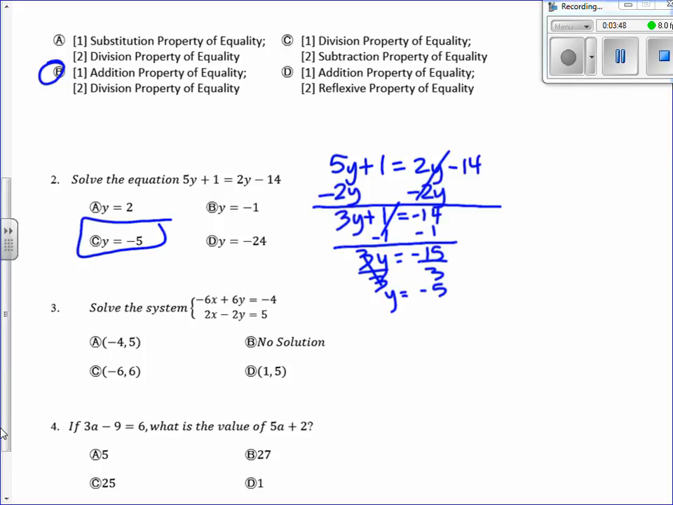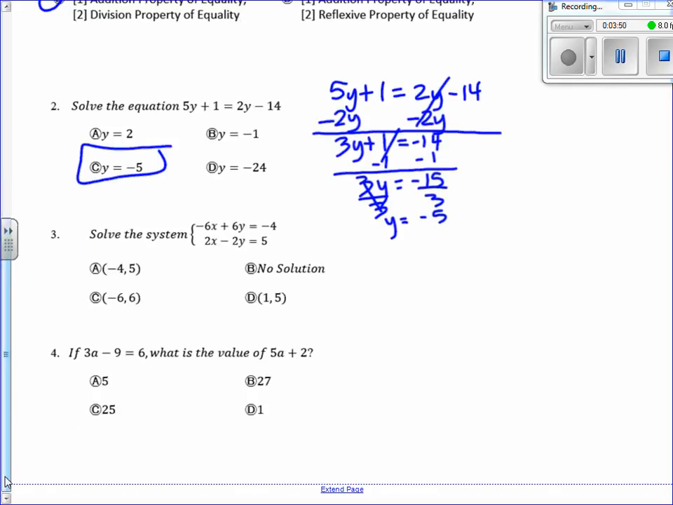Let me extend my page a little bit. Okay, solve the system. Oh, systems of equations. So we have negative 6x plus 6y equals negative 4. And the second part of the system is 2x minus 2y equals 5. So I want to do elimination here. You could also do substitution. You could also solve this by graphing. If you were using a graphing calculator, you could do that as well. But we want to do elimination here because really you wouldn't have access to a graphing calculator.